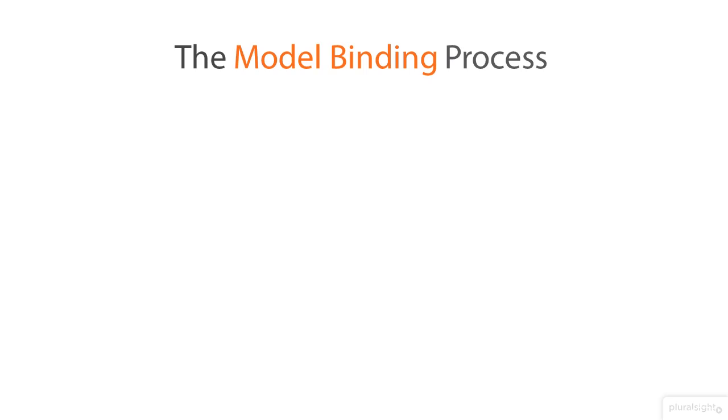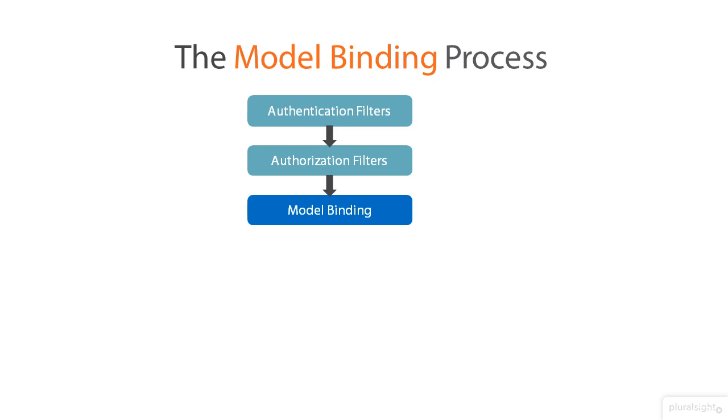You've probably worked with model binding quite a bit while building MVC applications. Model binding is the process that maps data from the request to parameters on our action methods. If you remember from our earlier discussion, this occurs after the authorization and authentication filters and before our action filters.